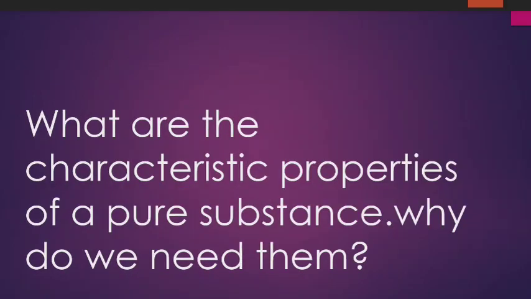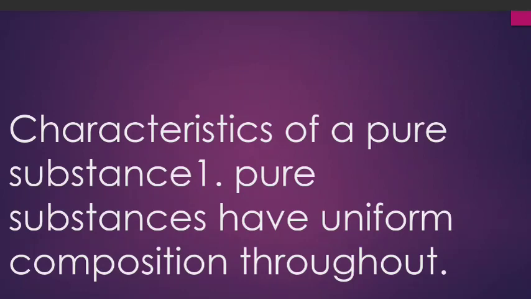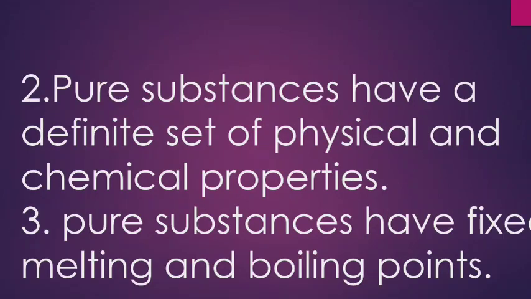Now next. What are the characteristics or properties of a pure substance and why do we need them? Two questions are here. Clear? So, characteristics of a pure substance. First, pure substances have a uniform composition throughout. This is the first characteristic. Second, pure substances have a definite set of physical and chemical properties. And third, pure substances have fixed melting and boiling points.